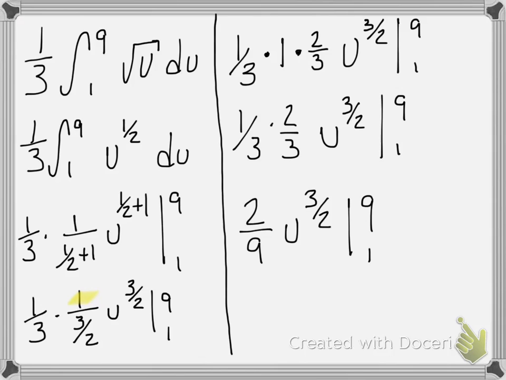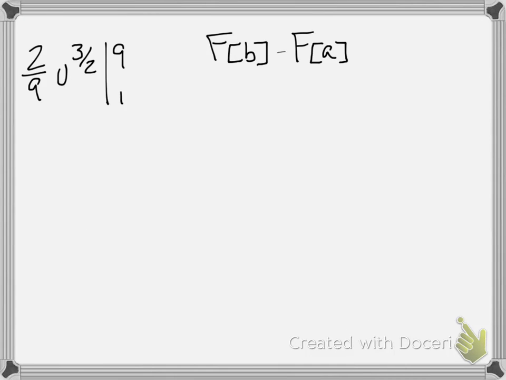And now it's going to be in terms where we can use our handy dandy equation, f of b minus f of a. Okay, so now just go ahead and start plugging everything in. So we have 2/9. Our u for this one, our b, is going to be 9. So we're going to have 9 to the 3/2, so that's going to be the square root of 9 cubed.